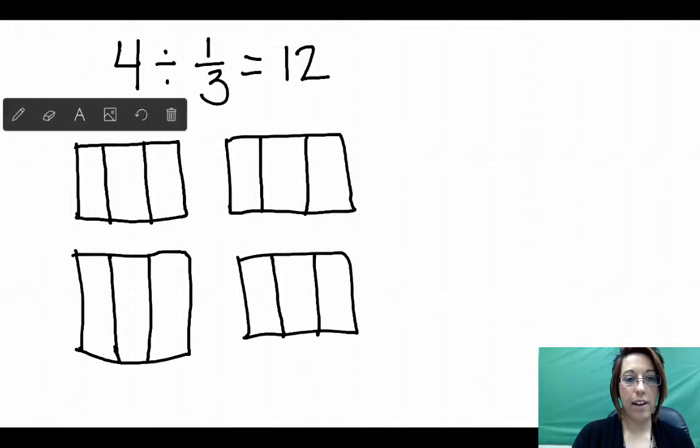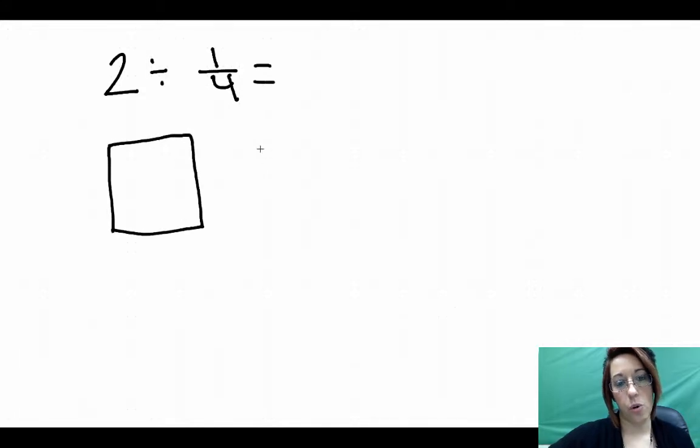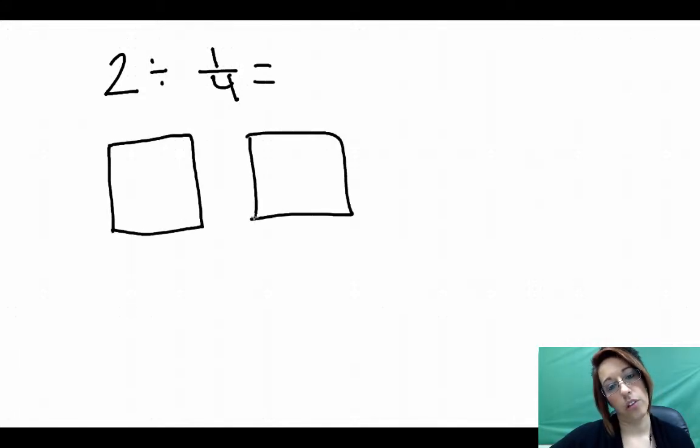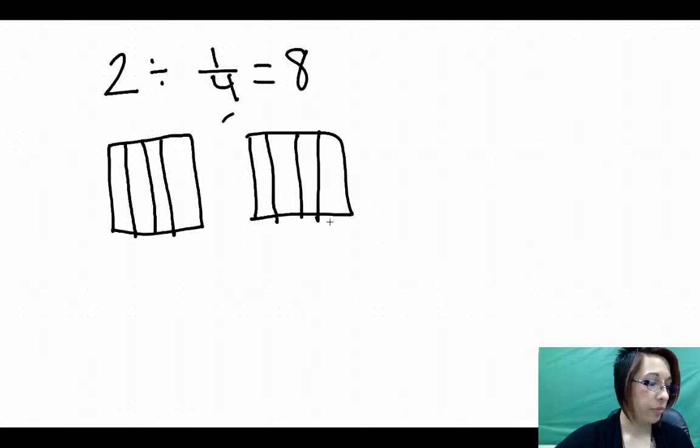Let's look at another practice here. 2 divided by 1/4. So we make 2 wholes. Each of those wholes would be divided into 4 sections because that is the denominator of the fraction. Okay, and we have 4, 8 as our answer.